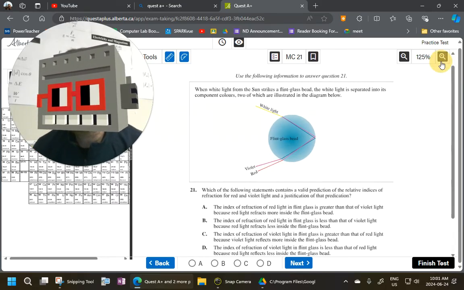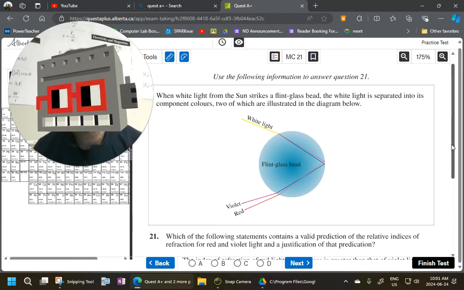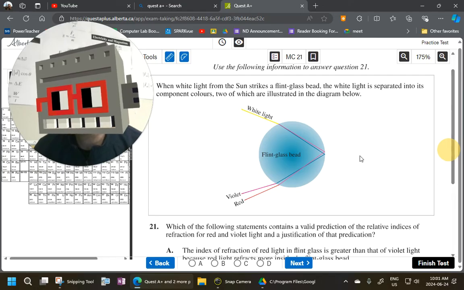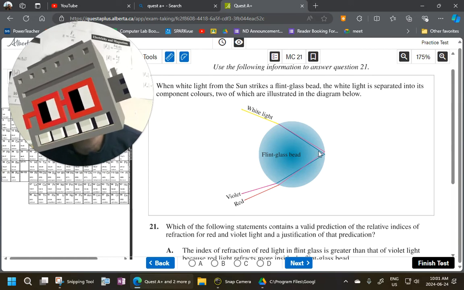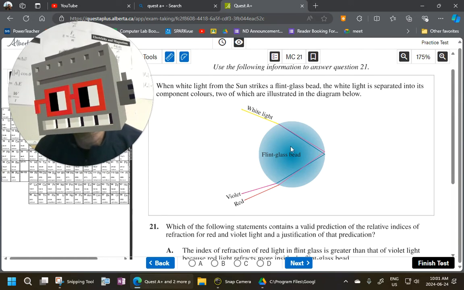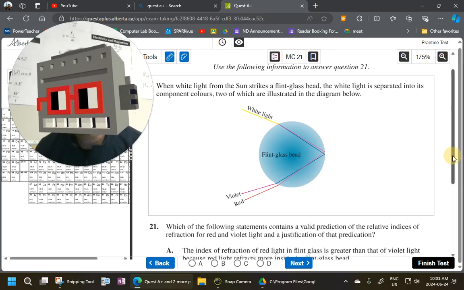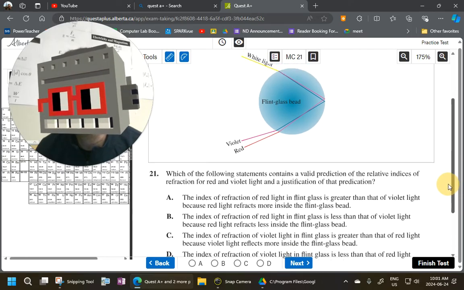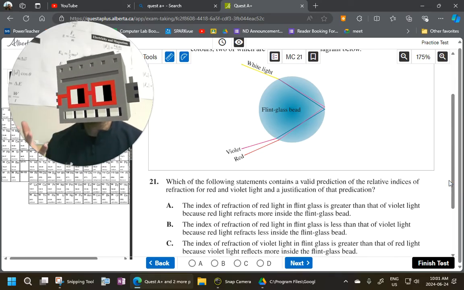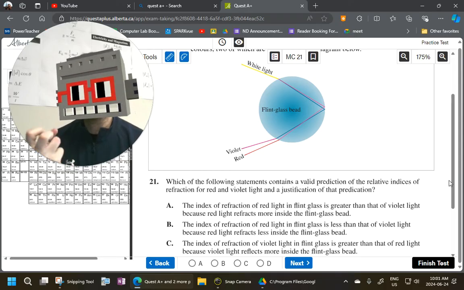Oh, one of these. These ones always trick people up. Okay, so when white light enters through, it kind of refracts. You can see here the blue light is refracting more because it slows down more because it has a higher index of refraction inside this glass bead here. Which of the following statements validly predicts? So index of refraction is greater for red light. No, so blue light, shorter wavelengths, refract more. The reason they refract more is because they slow down more.